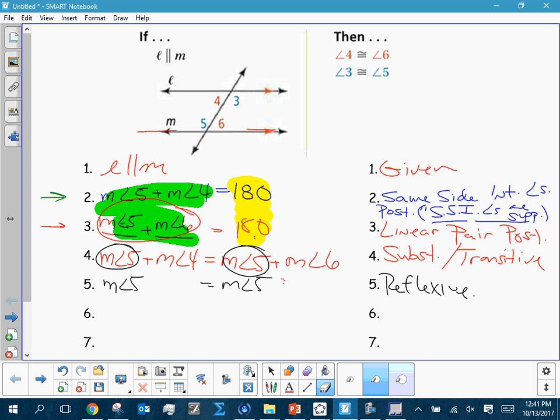So now if I remove those, what are you left with if you remove 5 from both sides? Yeah, you're left with measure of angle 4 on the left, measure of angle 6 on the right. So what is it when I remove 5 from both sides? What's that process when we just cancel those out? When you remove something from both sides of the equation, you're doing what? Subtraction.